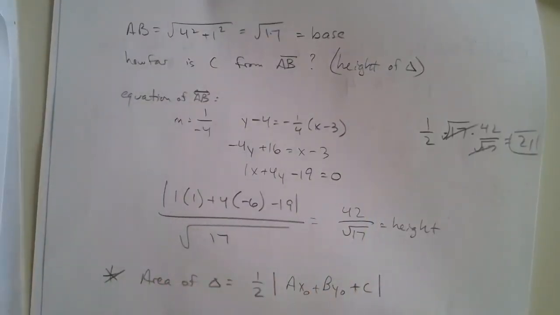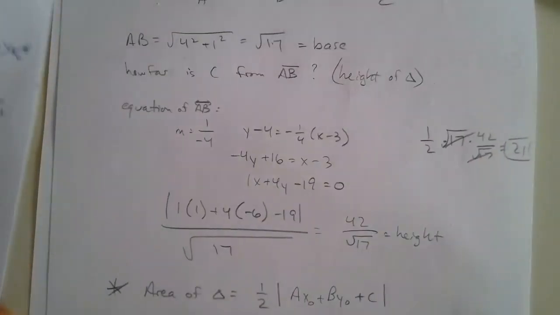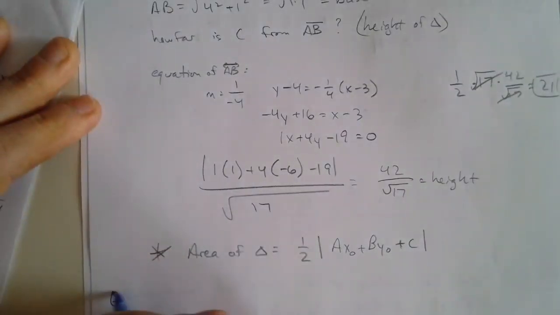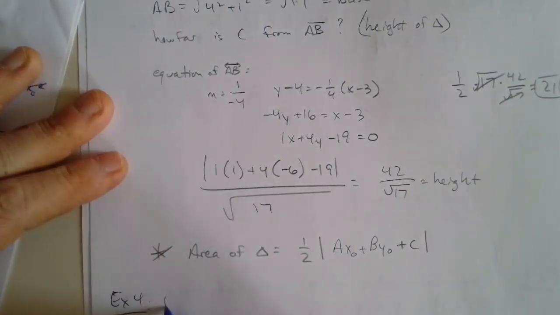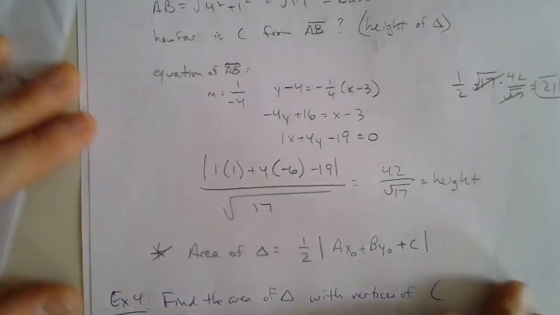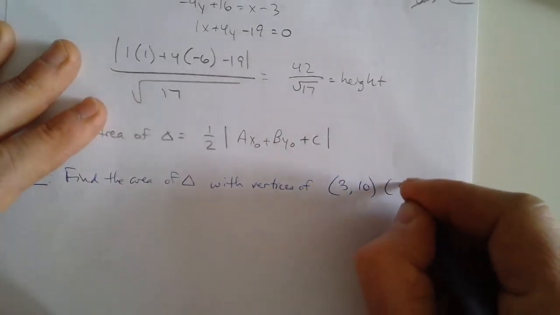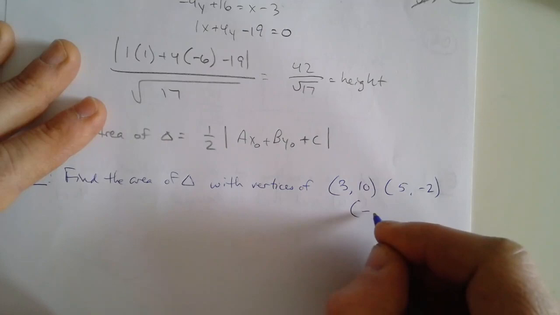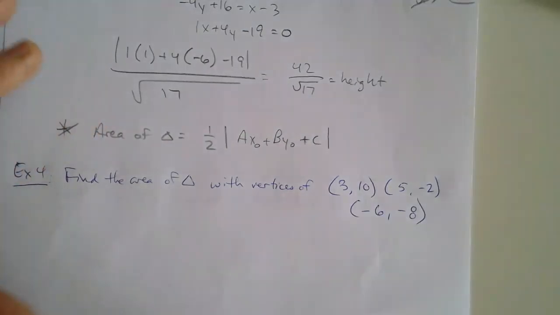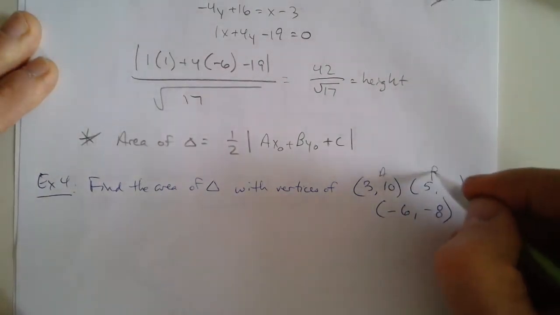Okay, so just to illustrate that, to make sure I'm being crystal clear, example 4 here. Find the area of the triangle with vertices of, let's make up some random points here, let's call it (3, 10), (5, -2), and (-6, -8). If those are my 3 random points, you pick 2 of them. So I'll use A, B, and C. I'll do the line between the first two.